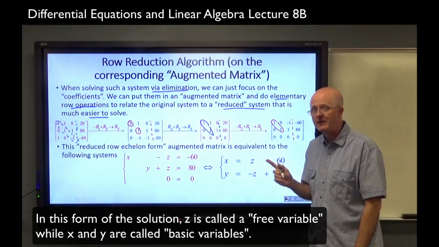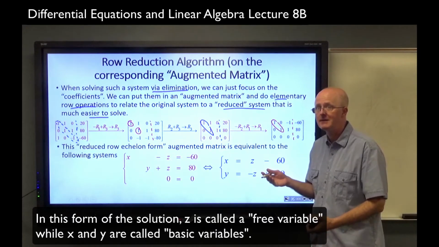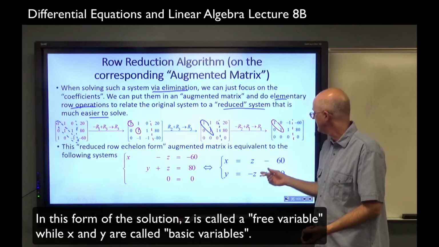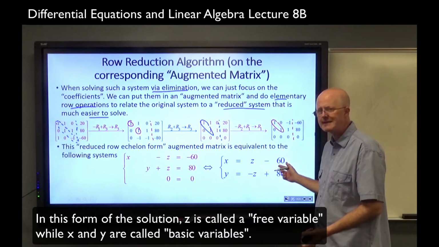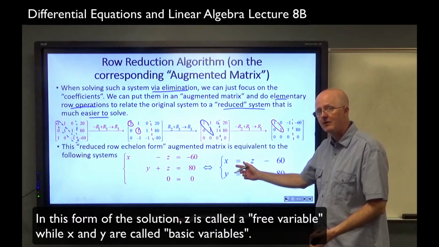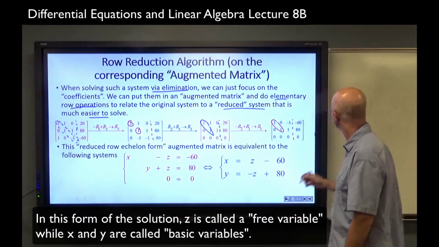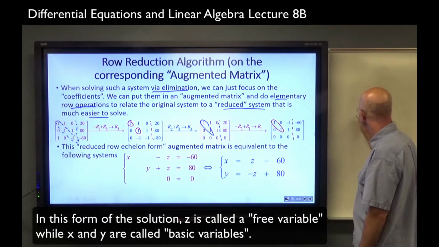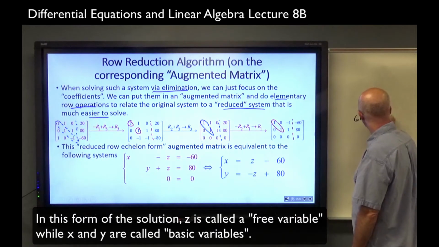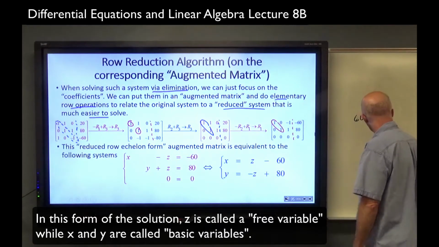in terms of the real-life application, x, y, and z have to be non-negative. Z would have to be greater than or equal to 60 to make x greater than or equal to 0, and in fact less than or equal to 80 to make y greater than or equal to 0. So, even though that's the solution, z would have to be between 60 and 80 for the application.